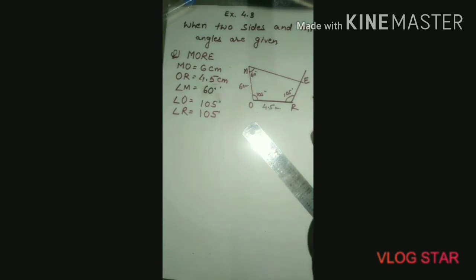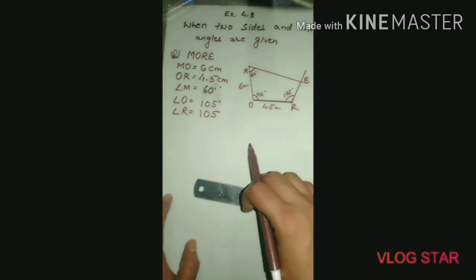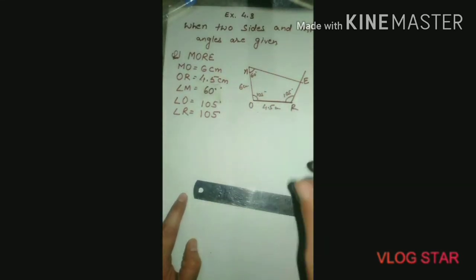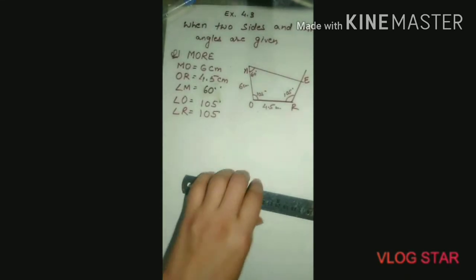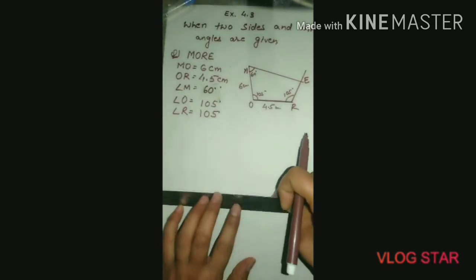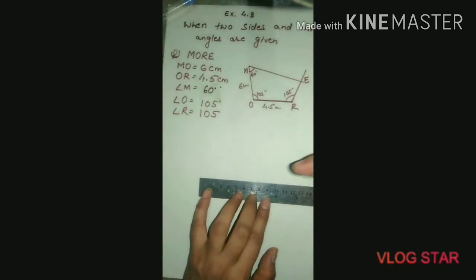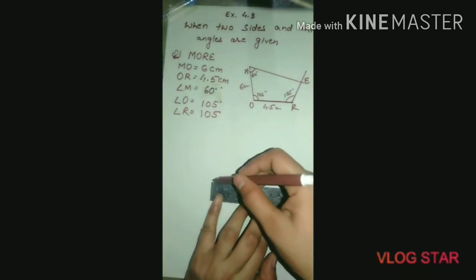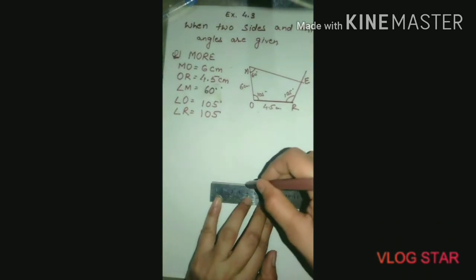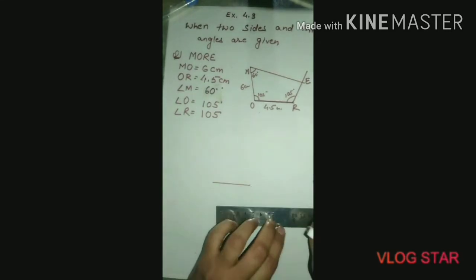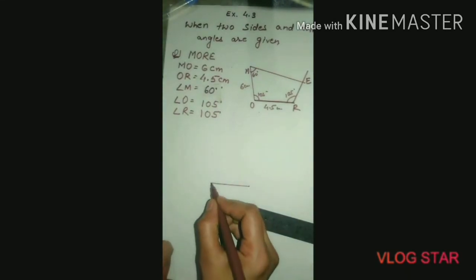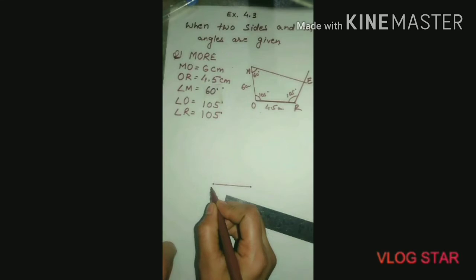In another video I have given you the construction of some of the angles that you have already learned in class 6th. So let us start our construction. The construction is just you have to draw OR as 4.5 cm with the help of a scale. So draw OR 4.5 cm in the middle of your copy and name it as OR.